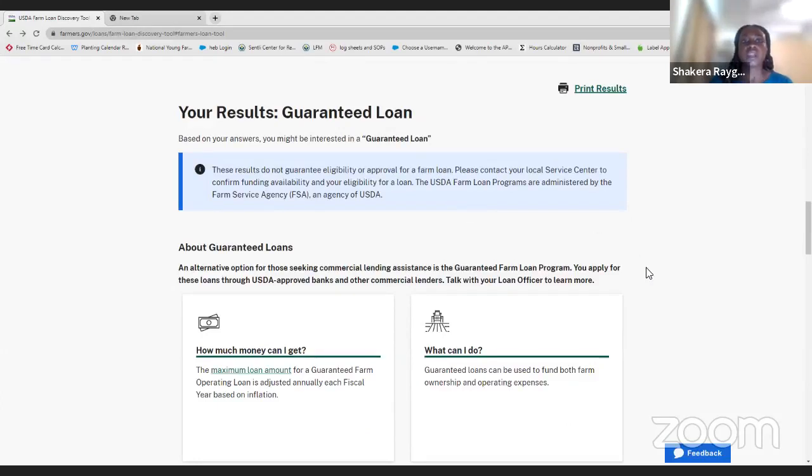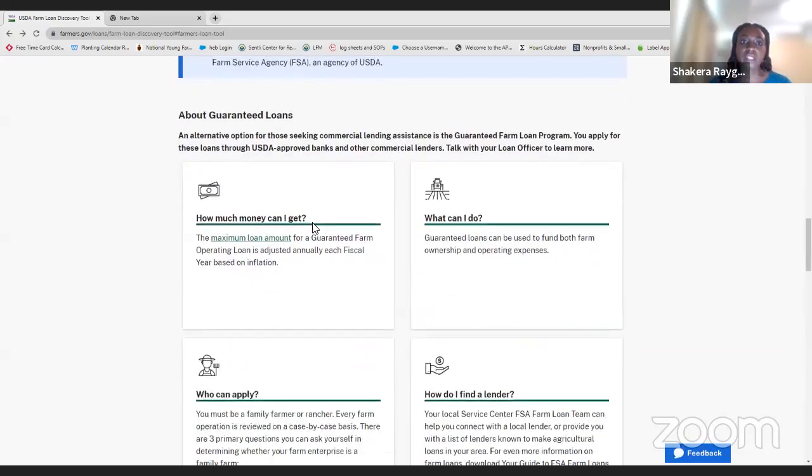Okay, so your suggestion, if you are looking to purchase land or you need a structure that's going to be over $1 million, they suggest that you apply for a guaranteed loan. Guaranteed loans are a little bit different from your traditional loan. Instead of working with a local FSA office, you're going to work with an approved lender. FSA has a list of lenders that they have approved to work with and that they will guarantee loans with. In that situation, you would work with your commercial bank and FSA only backs your loan.